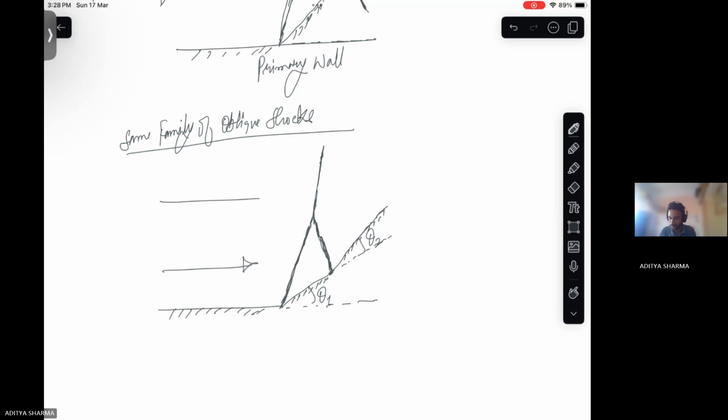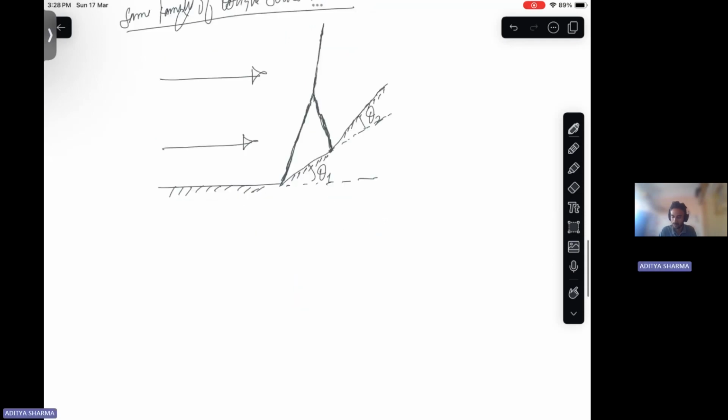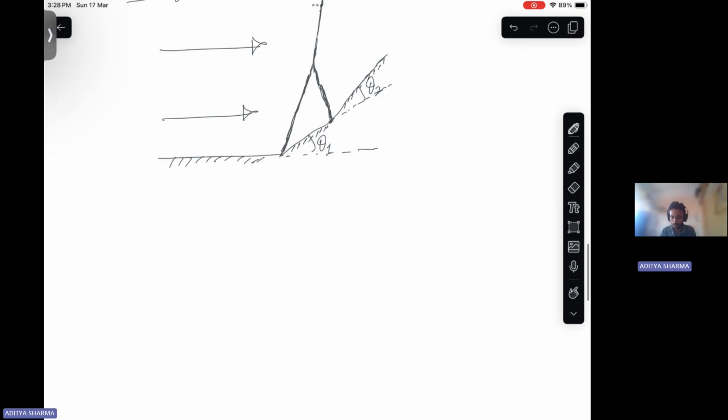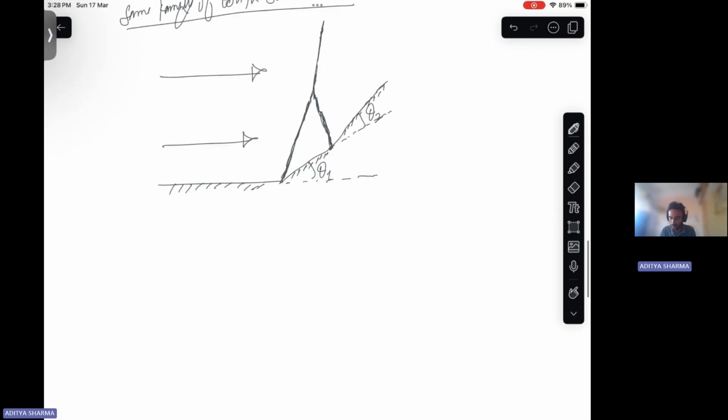Okay, all right. I'll discuss more on this diagram later, but for now we are good with this much information only. Then there is the opposite family of oblique shocks.